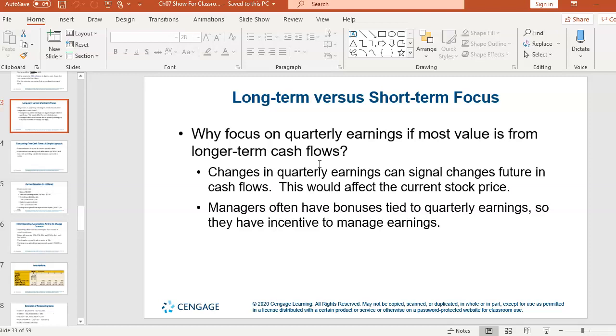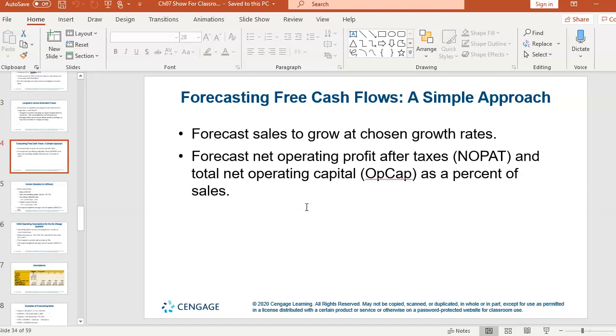The reason it affects stock price is that it's a signal. Changes in quarterly earnings can signal changes in future cash flows, which affects stock price. If a company exceeds expectations, the stock price goes up because the company is generating more cash. If the company does not hit expectations, the stock price comes down because the company was not as profitable and does not generate the same amount of cash. Also, there's a downside to that. Managers often have bonuses tied to quarterly earnings, so they have an incentive to manage earnings. That's not necessarily good or bad, but it means management might make decisions based more on quarterly results than annual results.